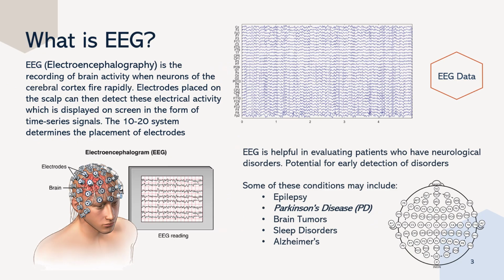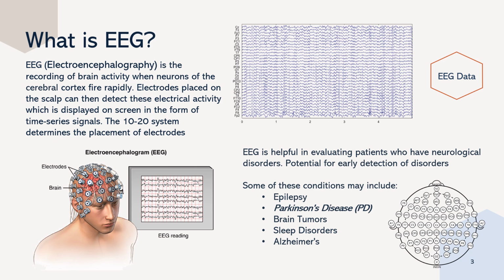So to start, I want to first talk a little bit about what EEG is. So EEG, or electroencephalography, is the method that is used to record the electrical activity of the brain, which is then detected by electrodes placed on the scalp. You can see on the bottom left picture, each electrode corresponds to a channel and then captures the electrical signals or brain waves, which is then displayed in the form of a time series.